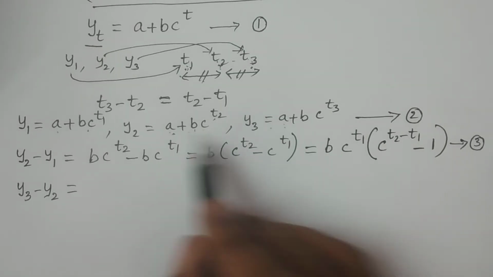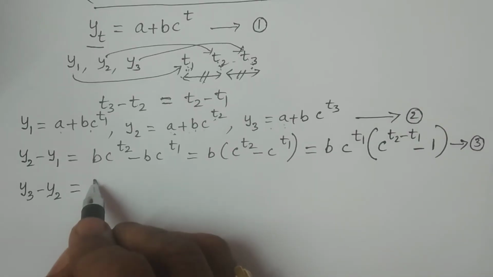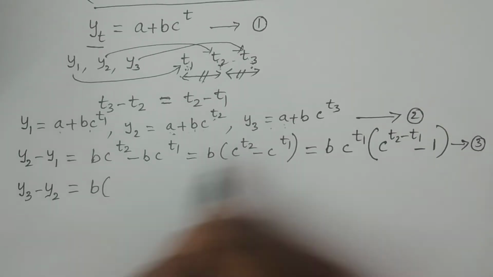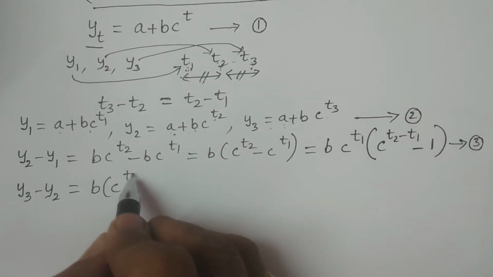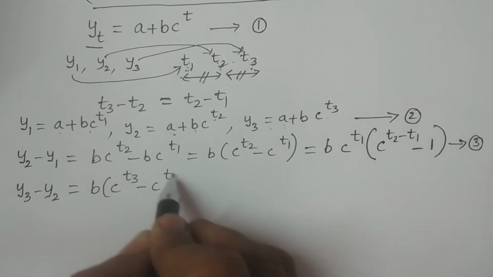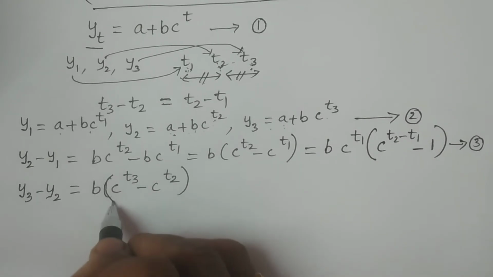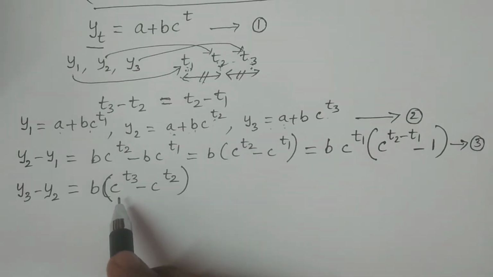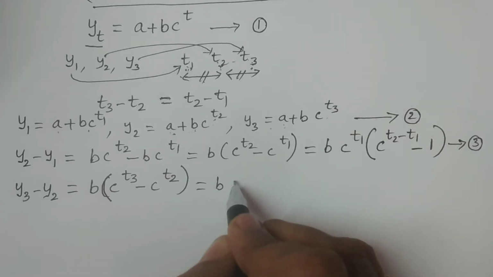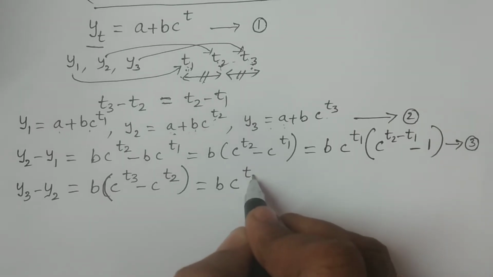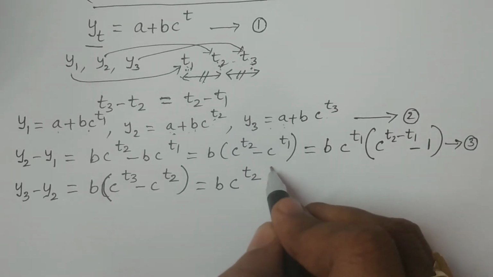A minus a will get cancelled, and directly if you take common as b, here c power t3, here c power t2, c power t3 minus c power t2. Hope you understand. So this is b into c power t3 minus t2. Similarly, you consider and take a common as c power t2.